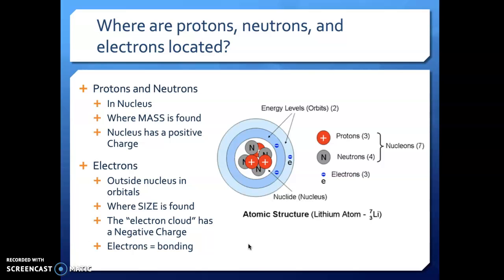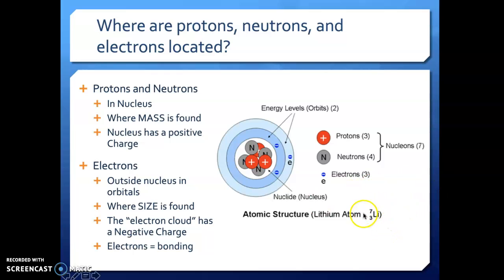So where are they located? We've already talked about this, but it's another way to look at it. We have a cluster of protons and neutrons in the center, the nucleus. There are these orbitals or rings where electrons hang out. So the nucleus, because it has protons and neutrons, which have mass, has mass. Now the electrons, we call it a cloud, which is important for bonding, and that's where all of the volume is.